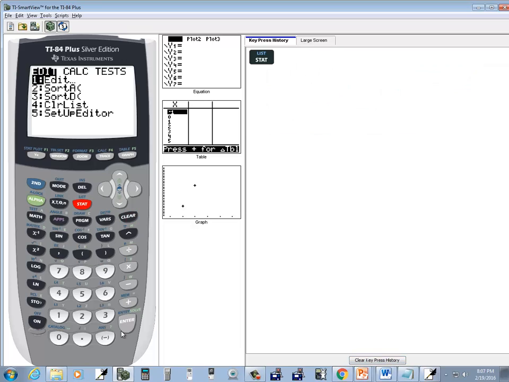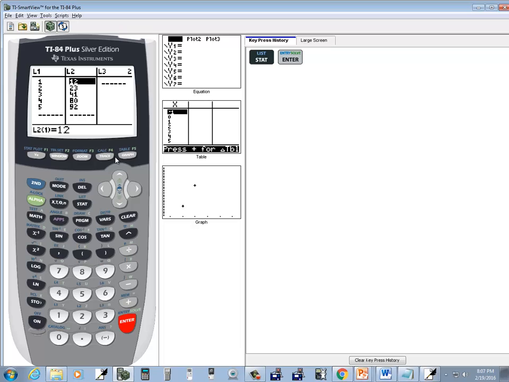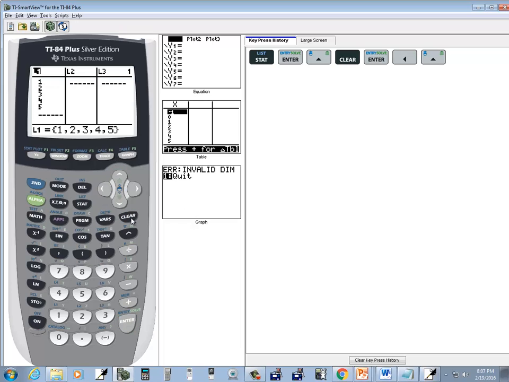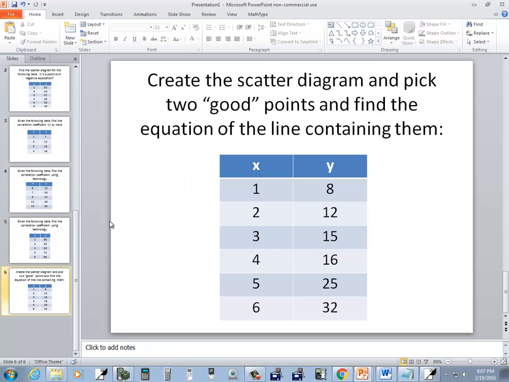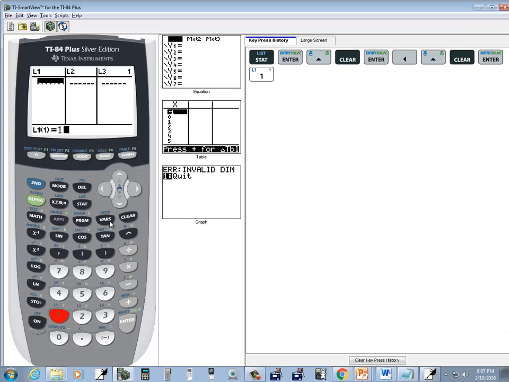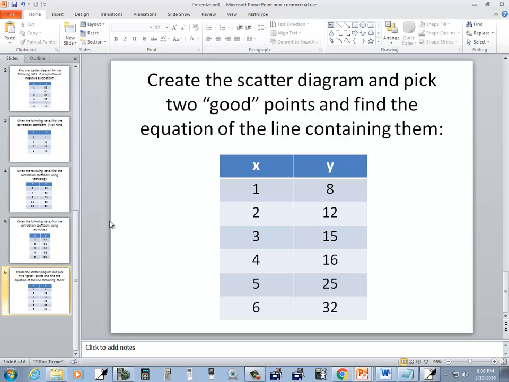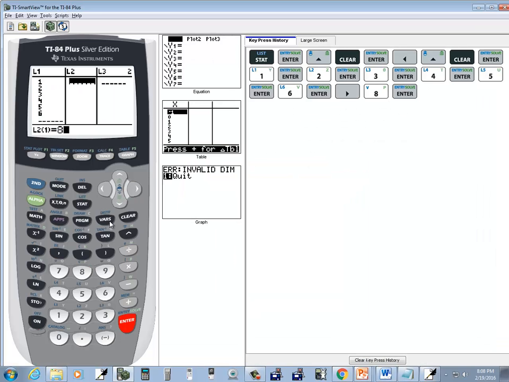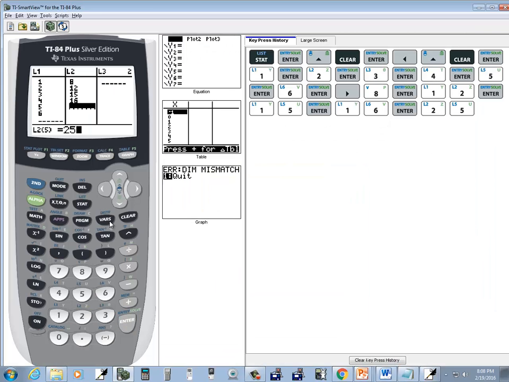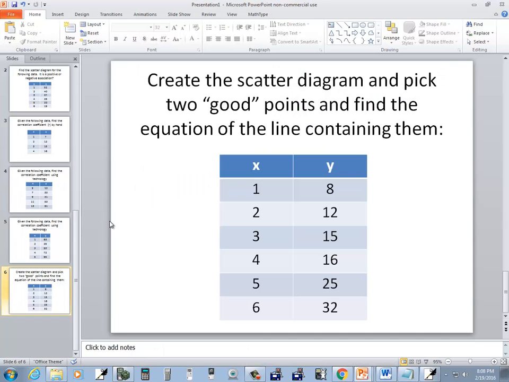I'll press Stat, do Enter on Edit, clear out my list, and I got 1, 2, 3, 4, 5, 6. And for my L2 is my Y values. So I got 8, 12, 15, 16, 25, 32.